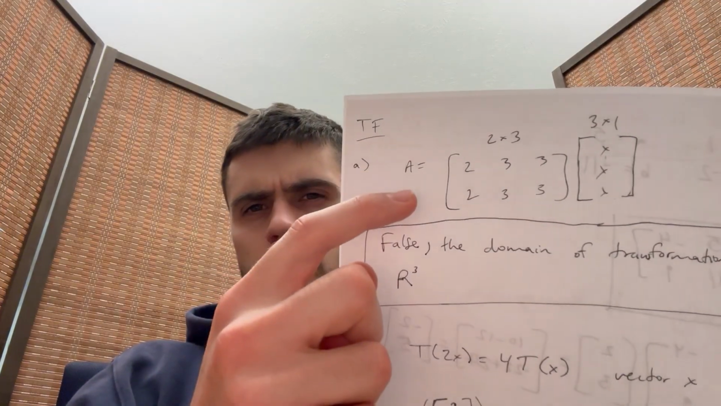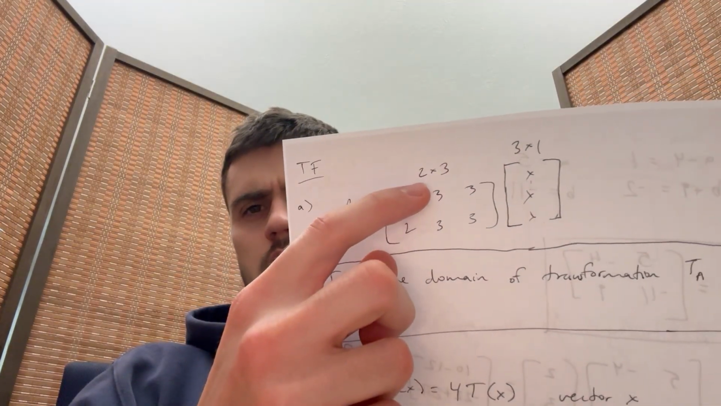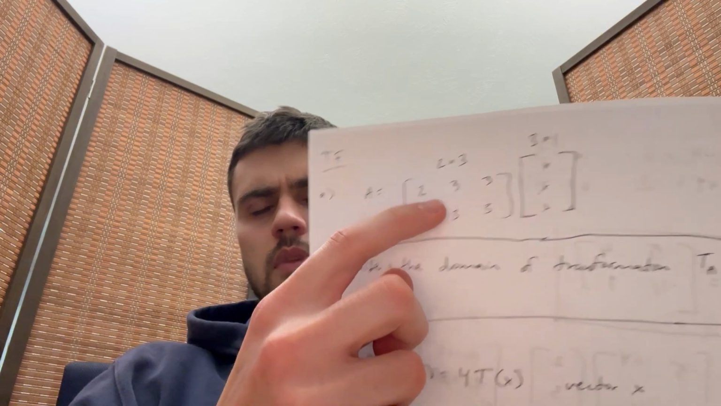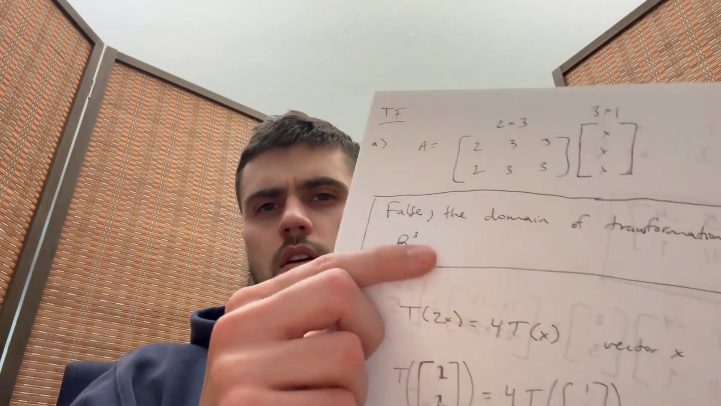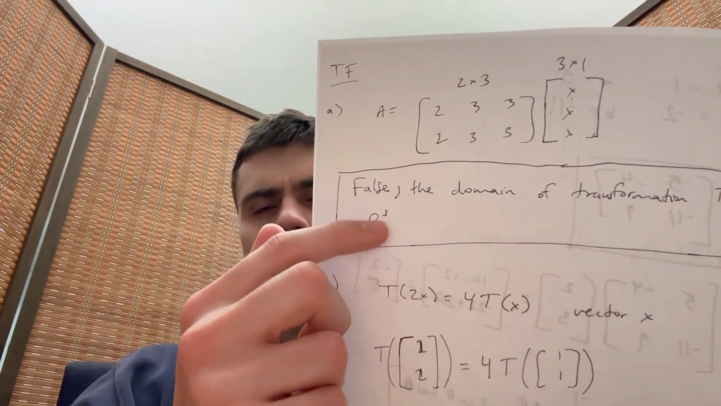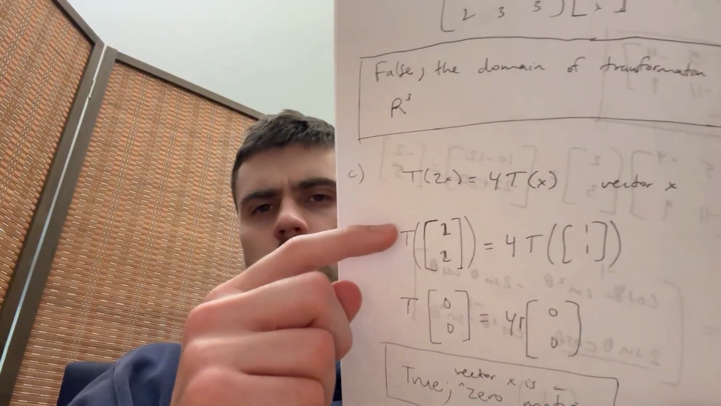A, basically the standard matrix is a 2 by 3 matrix. What's the domain? The domain is R cubed, not R squared, I believe.